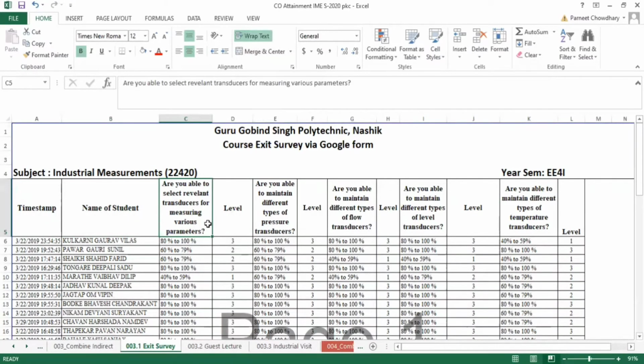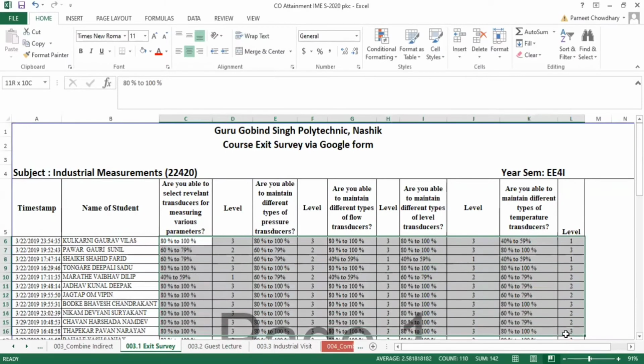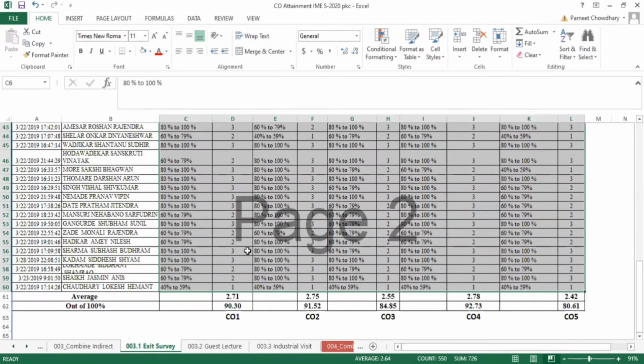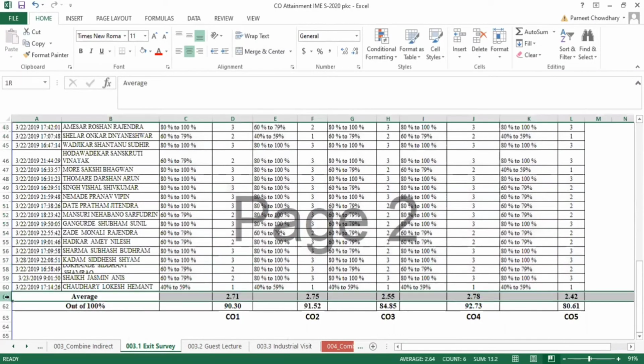Are you able to select relevant transducer for measuring various parameters? So this student has decided whether he is able to select the transducer, whether he has understood which are the transducers for measuring parameters, and he has given the marks in this range 80 to 100%. So I have given it the level as 3. Likewise, this was my Google form design, and students have given this particular CO wise rating to the respective CO, whether they were able to understand that respective CO, and based on that I have got these average values.